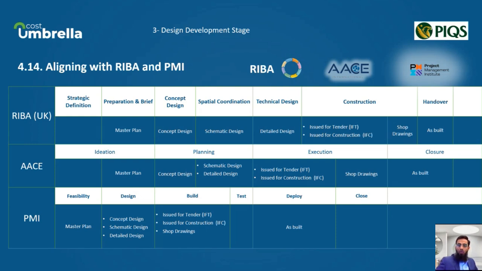Finally, all end with a handover stage, whether it's called handover in RIBA, as per ASCE it's known as closure, or as per PMI, we can say it's a close stage. This includes as-built documentation and preparation for facility management. In short, while the terminology differs, these frameworks cover the same main stages, helping us coordinate teams, clarify deliverables, and ensure smooth transition throughout the projects.